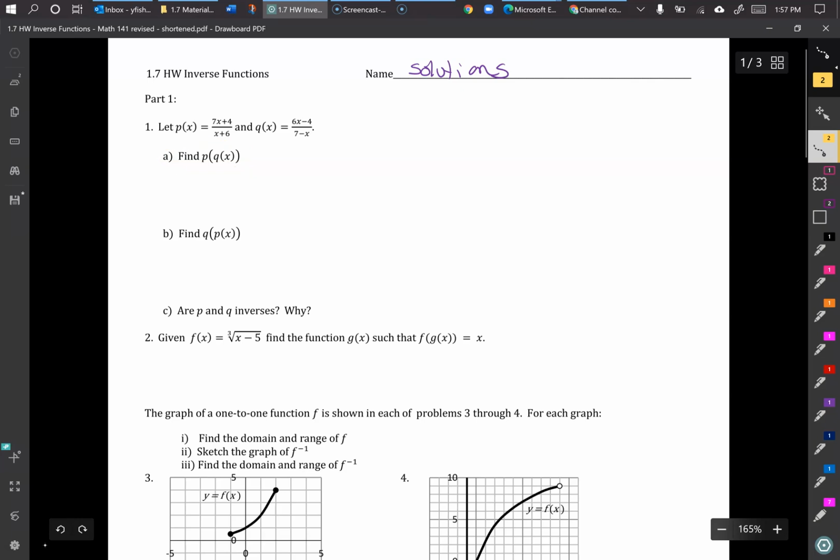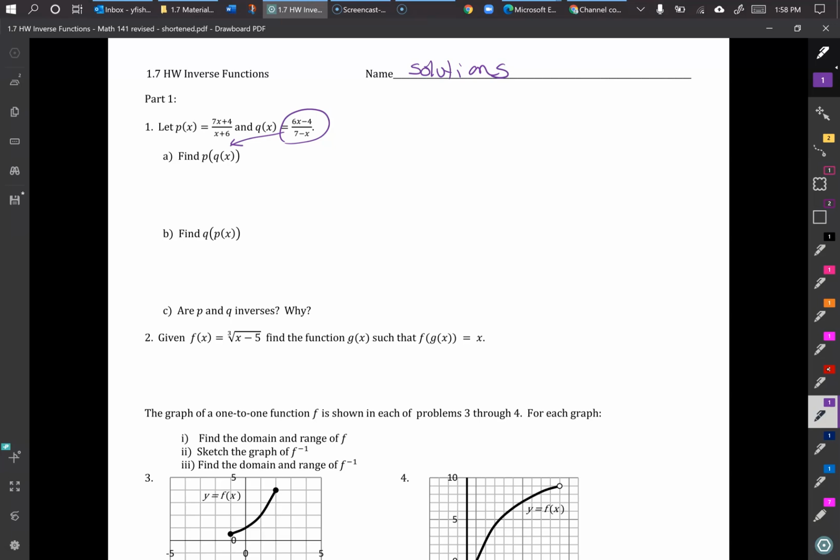So I will go through that process, doing that composition. Then you're going to do vice versa. I'll leave that one alone there. It should come out to be the same answer. And then you're going to be questioned, are p and q inverses? Based on what you found here, what is your conclusion? So first thing I'm going to go through is plugging the q of x in here.